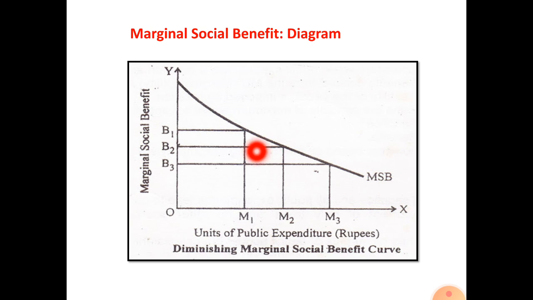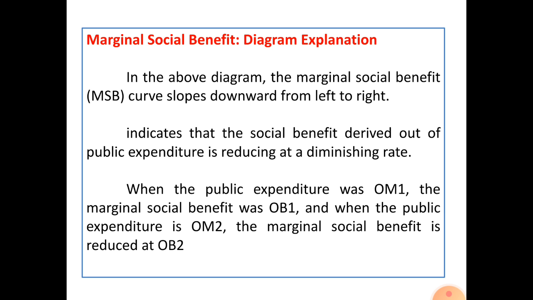Marginal social benefit is nothing but the additional social benefit we get from an additional unit of public expenditure, or spending. So we have a decreasing, or diminishing, marginal social benefit curve from the units of public expenditure. Okay, so now the diagram explanation.